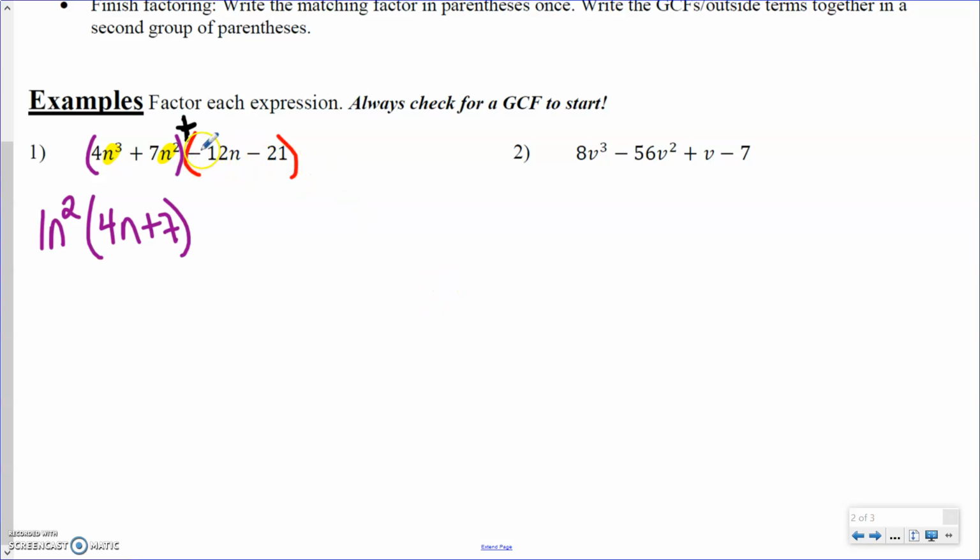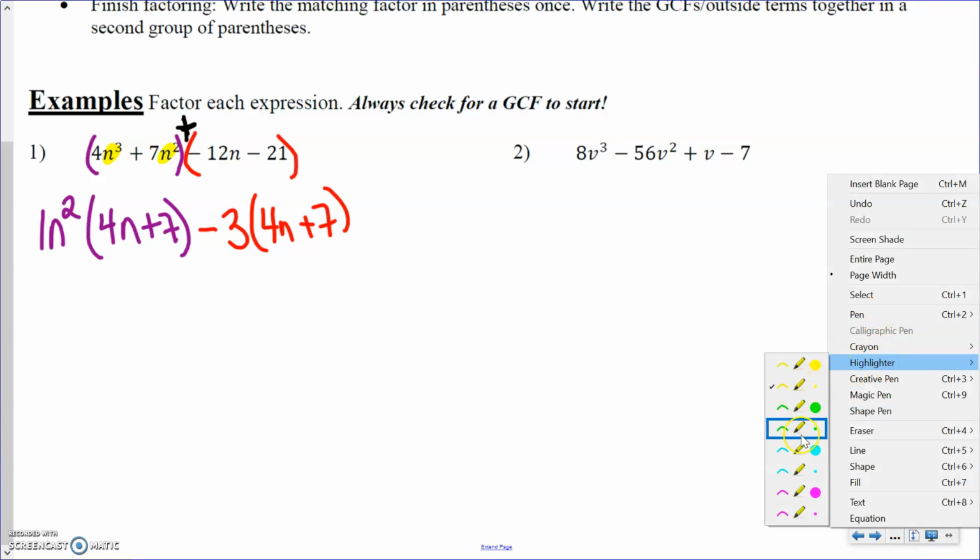The next one, notice they're both negative, so I'm going to use a minus sign there. And I can divide 12 and 21 by 3, but they don't both have n's, so I can't bring an n out because this 21 doesn't have an n with it. So be careful because I'm actually dividing by negative 3. Negative 12 divided by negative 3 gives me a positive 4, and then we still have that n there. And negative 21 divided by negative 3 is a positive 7, and then again we didn't have any n's.